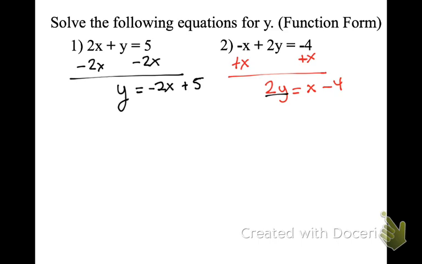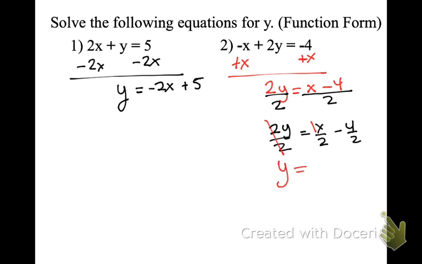Divide by 2. Divide all terms by 2, which means this: 2y over 2 equals x over 2 minus 4 over 2. Do you understand that that's what it means? We're dividing all terms. And what's the coefficient of x that I don't write, that I get lazy with? There's a 1 there. So really what this becomes is y equals 1/2 x minus 2.